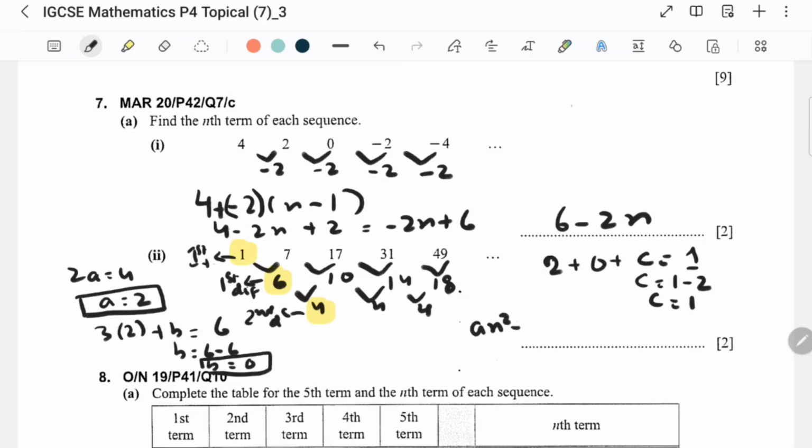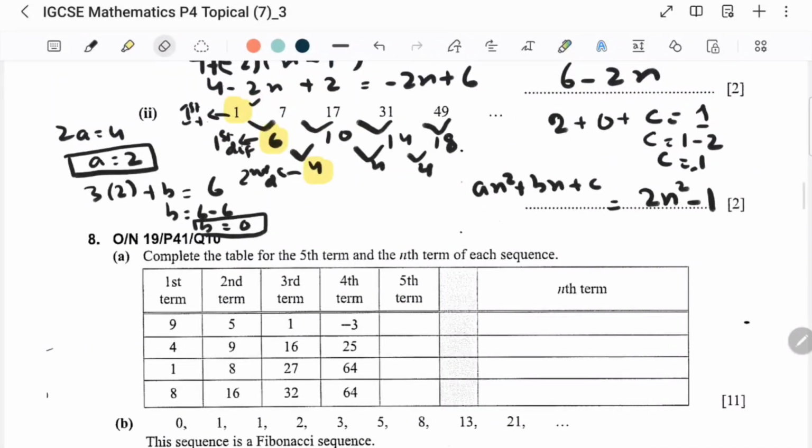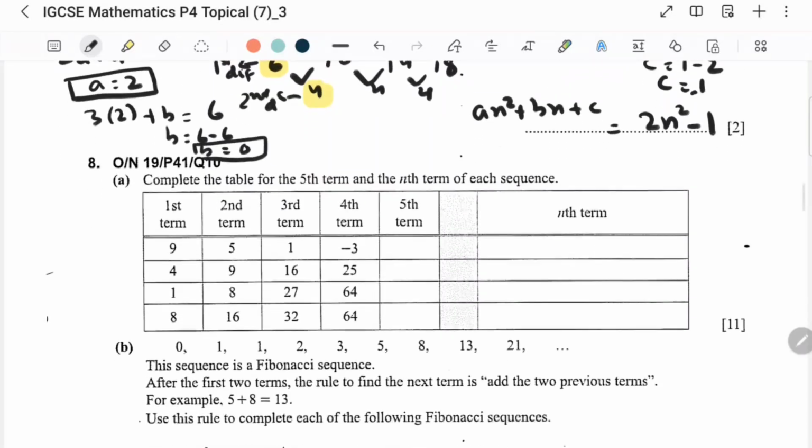So an square plus bn plus c equals, you write down 2 as your an square, plus 0, plus minus 1. So that is 2n square minus 1, which is the quadratic sequence here. You can substitute the numbers and check that it is coming. When n is 1, the answer should be 1. When n is 2, the answer should be 7, then 17, 31, and 49 according to the value of n.